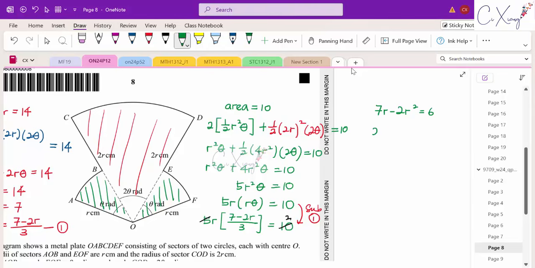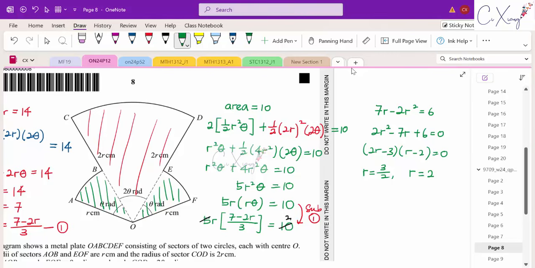Okay, so let me rephrase my equation again. I get 2r square minus 7r plus 6 equals 0. Then you will realize that you are able to factorize this equation here. I want negative 7, so it should be negative 2 and also negative 3. So r equals 3 over 2 and also r equals 2. I have two answers for r, right?